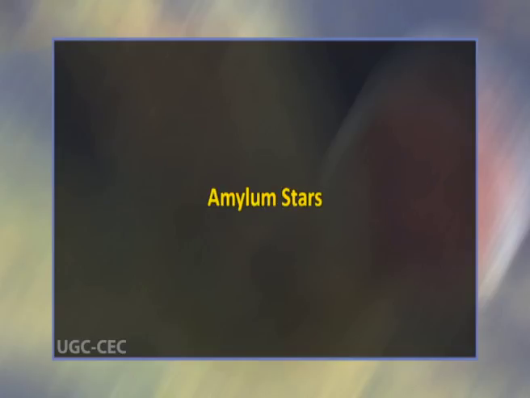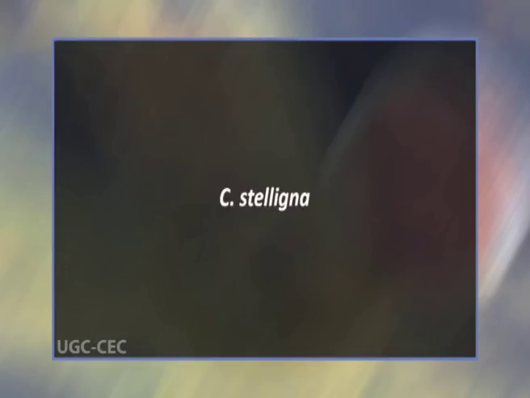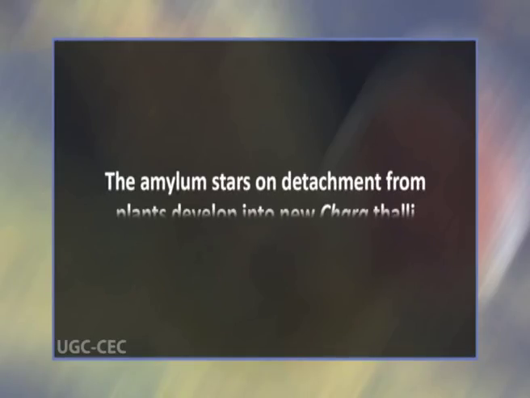Second, amylum stars. In some species of Chara, for example, Chara stelligera, on the lower nodes of main axis develop multicellular star-shaped aggregates of cells. These cells are full of amylum starch and hence are called amylum stars. The amylum stars on detachment from plants develop into new Chara thalli.